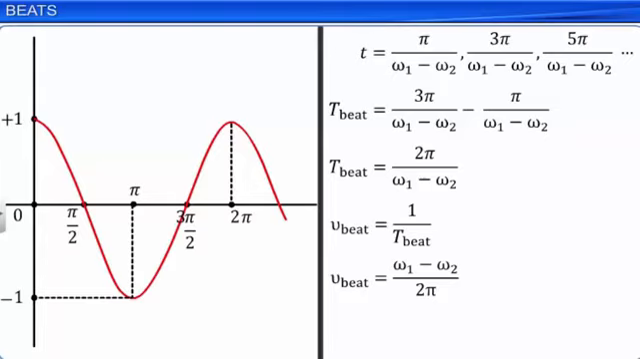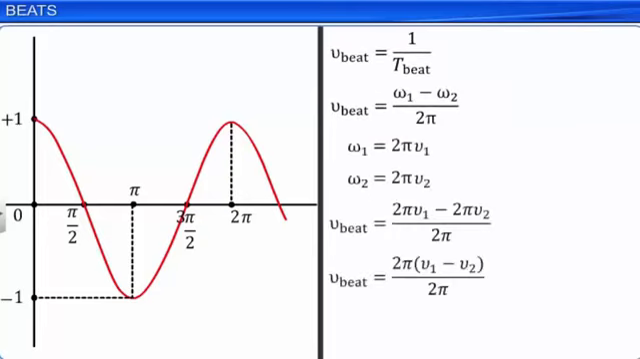Musicians use the beat phenomena to tune their instruments. The musical instrument is sounded against a standard frequency and tuned until the beat disappears.